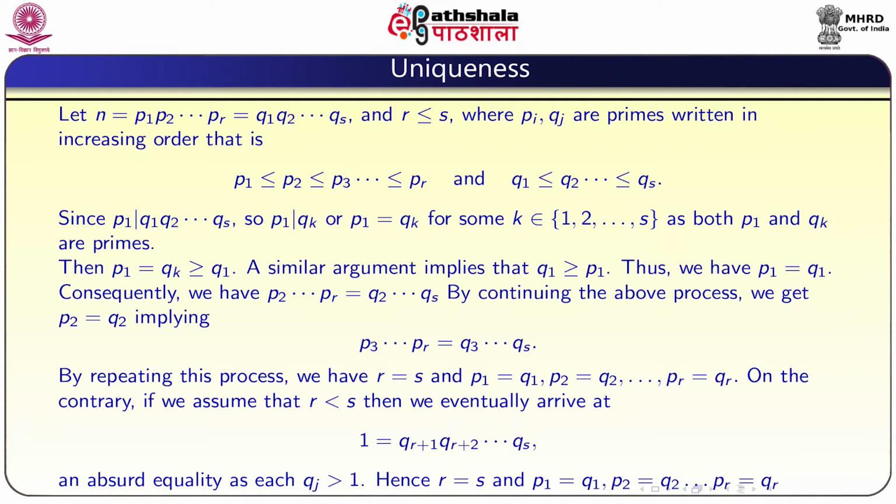So, we have r is equal to s, and automatically we have that p1 is equal to q1, p2 equal to q2 and so on, pr equal to qr as well. So, with this we proved the uniqueness part as well. So, we proved the fundamental theorem of arithmetic.